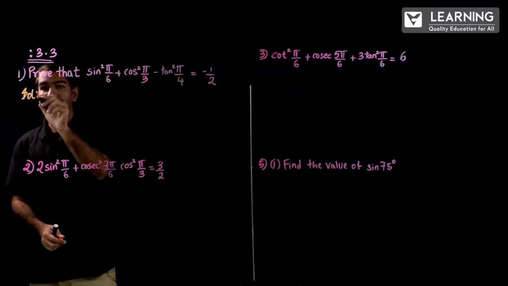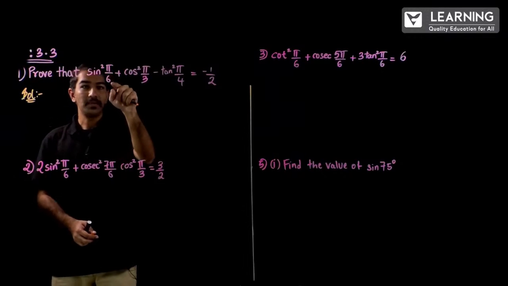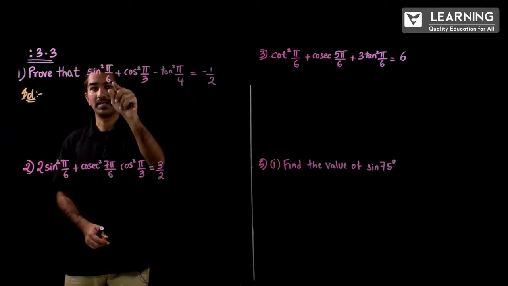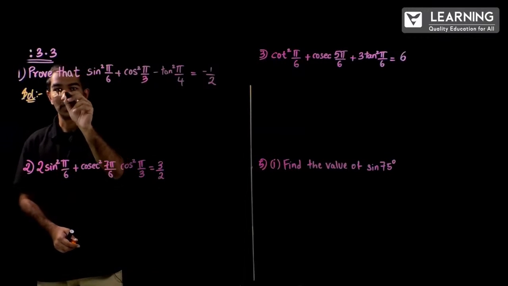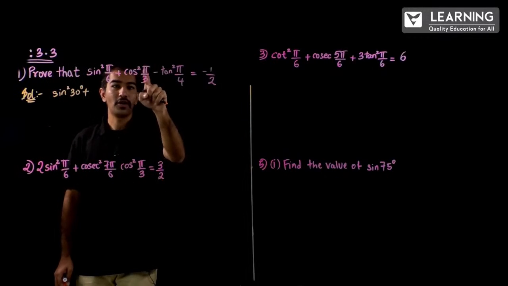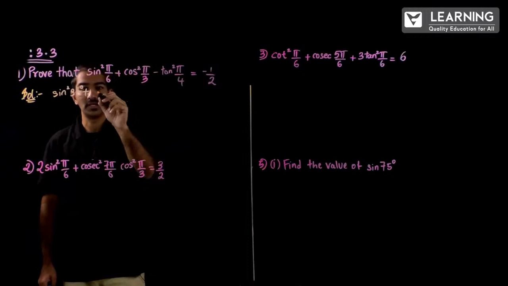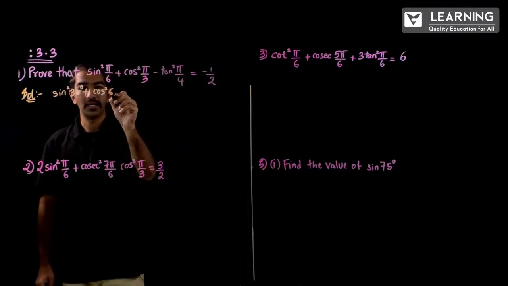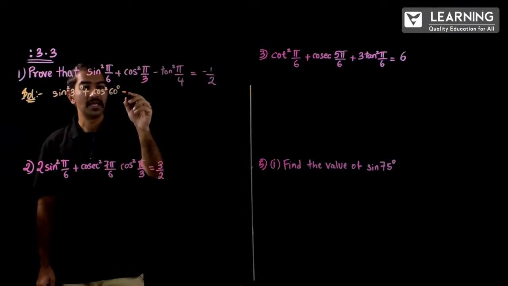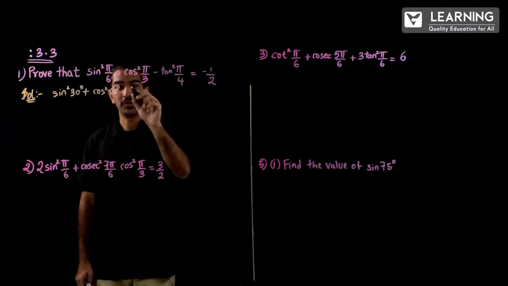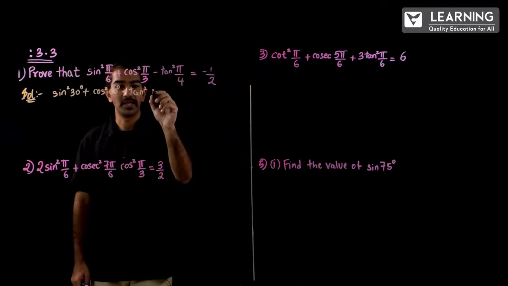Solution. So, sin square pi by 6, what is pi students? 180 degrees. 180 divided by 6 will be 30, correct? So, this will be sin square 30 degrees. Next, cos square pi by 3. Pi is again 180, 180 by 3 is 60, correct? So, this will become cos square 60 degrees, minus pi is 180 again, 180 divided by 4 is 45. So, that is tan square 45 degrees.